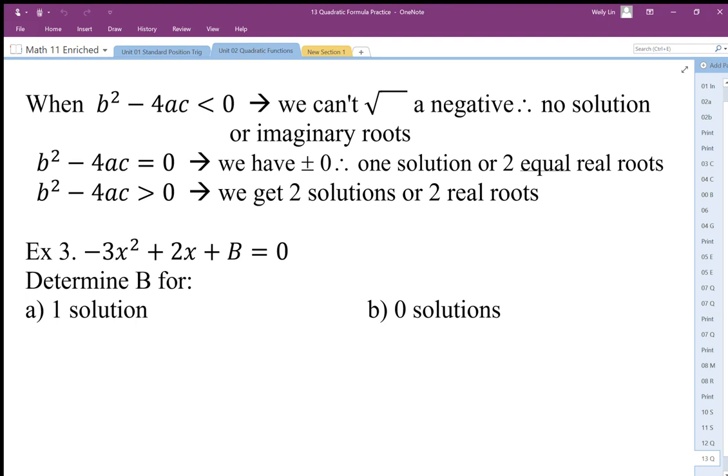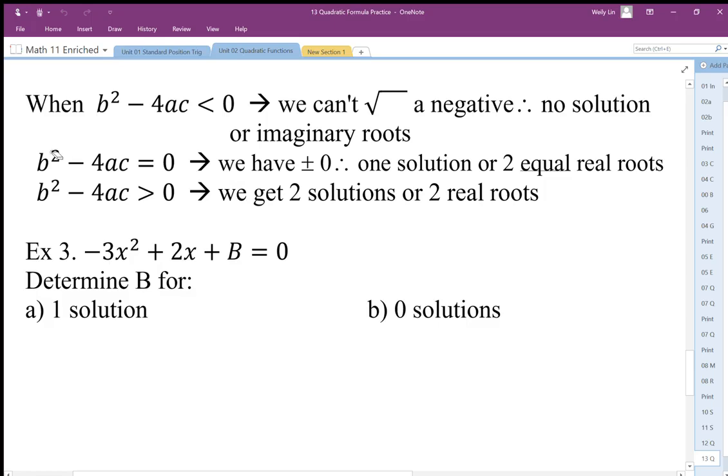When we have b squared minus 4ac, or the discriminant, when it's less than 0 or negative, you cannot square root the negative, so that we have no solutions, for what we call imaginary roots. But basically there's no solution to that quadratic equation.